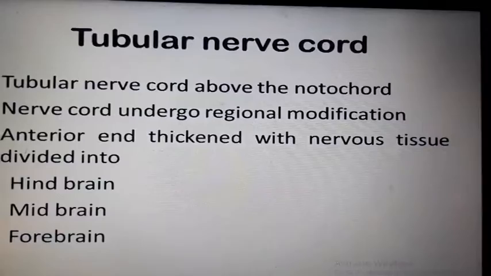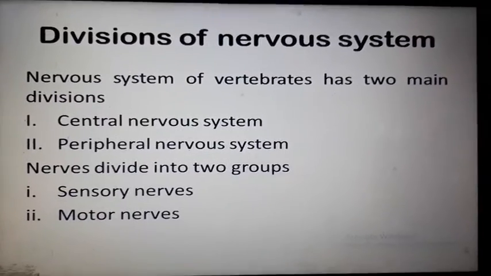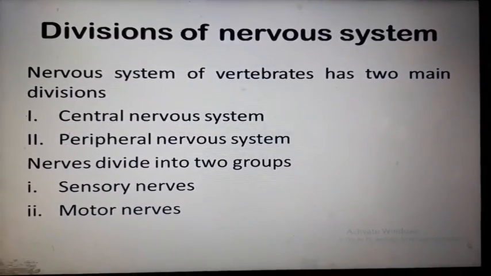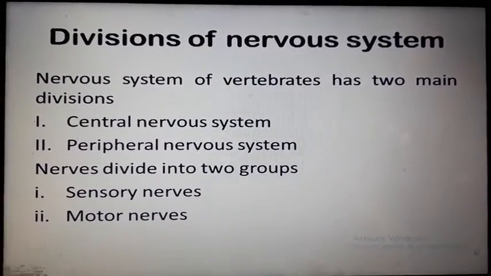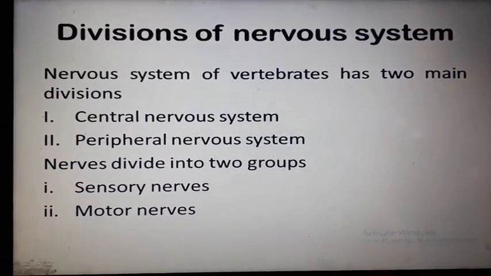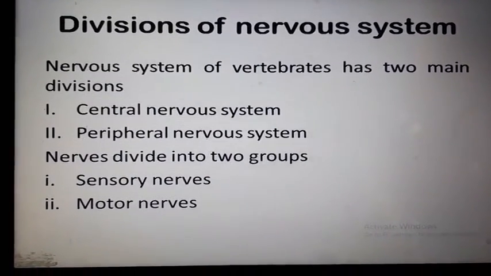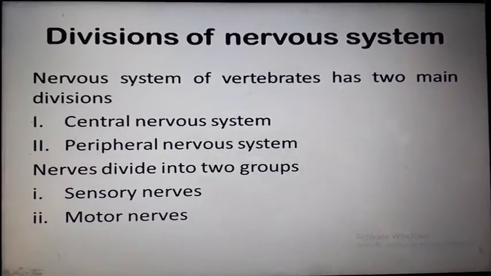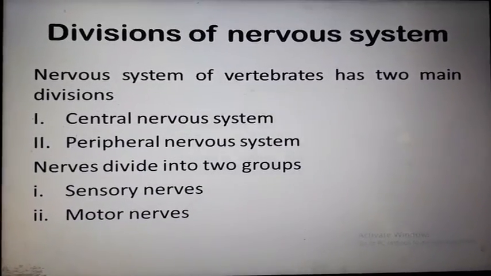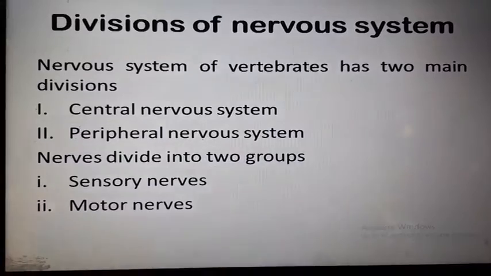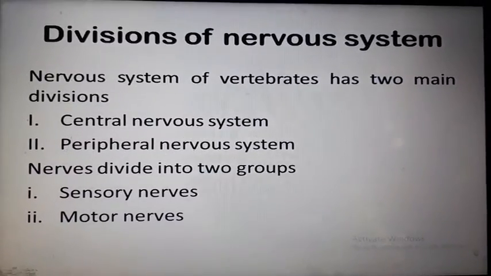After this we move towards the divisions of the nervous system. So what are the divisions of the nervous system? The nervous system of vertebrates has two main divisions. These are the central nervous system and the peripheral nervous system. The central nervous system is composed of the brain and spinal cord, and it acts as a site of information processing as well. The peripheral nervous system is composed of all the nerves of the body outside the brain and spinal cord, and these nerves are commonly divided into two further groups. These are the sensory nerves and motor nerves.